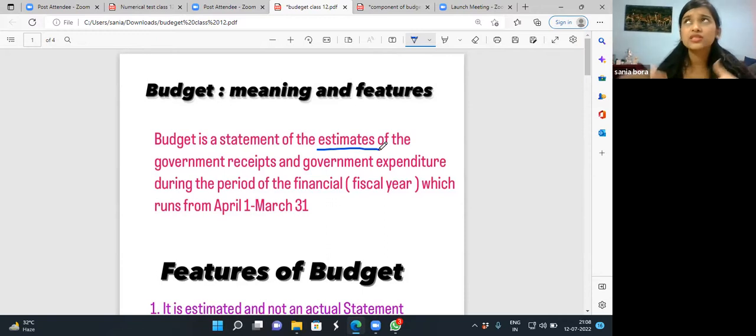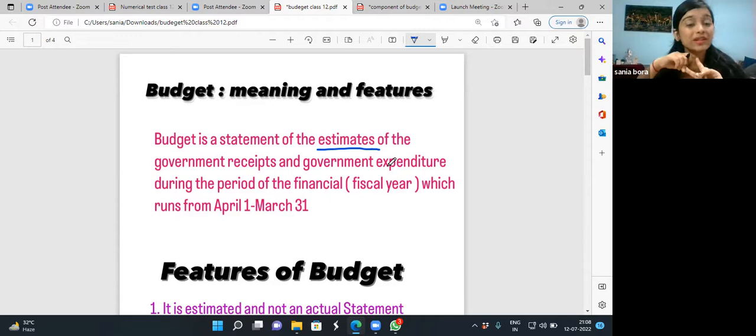Estimates means I'm just assuming it. That cake is 10 rupees, pizza is 10 rupees, maybe the cake is 15 rupees, right? So I can make a rough idea. Estimation is always a rough idea. So a budget is a statement of estimates of the government receipt and government expenditure. There are two things.